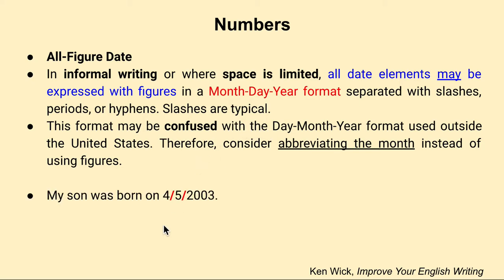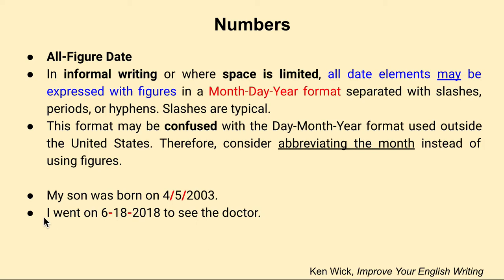So some examples. My son was born on 4/5/2003. Now, it's left to the person to decide, is that month, day, year, or day, month, year? This is the confusion. Is the month first or is the day first? You're not too sure. Did an American write this, or did someone in England write this? Because if they did, it's probably reversed. That's why I would avoid this situation, and I would abbreviate the month of what you mean here.